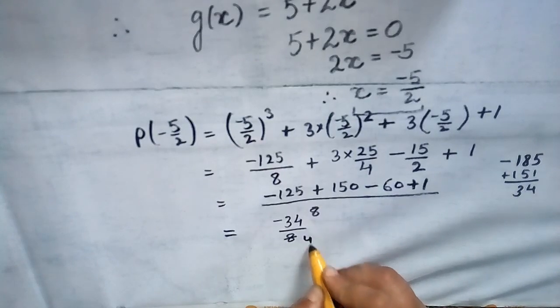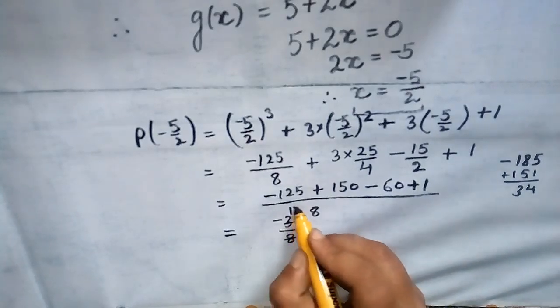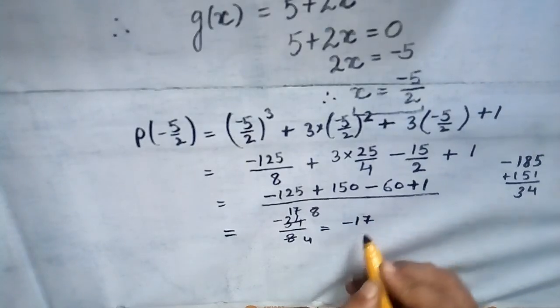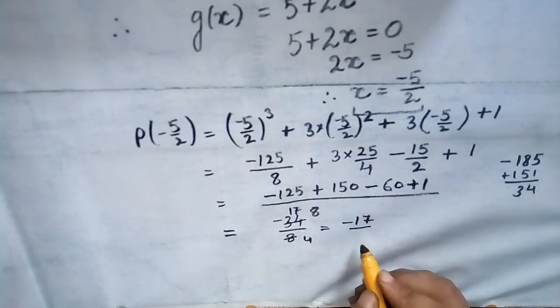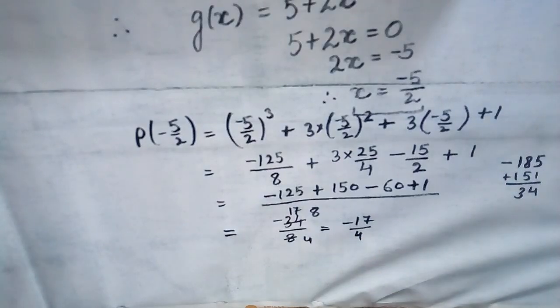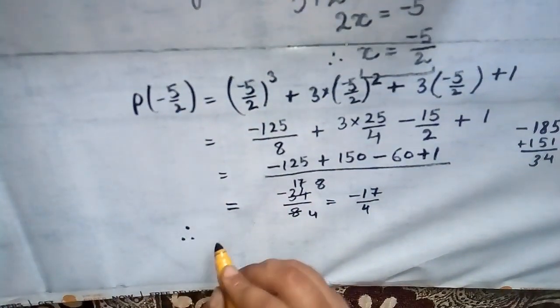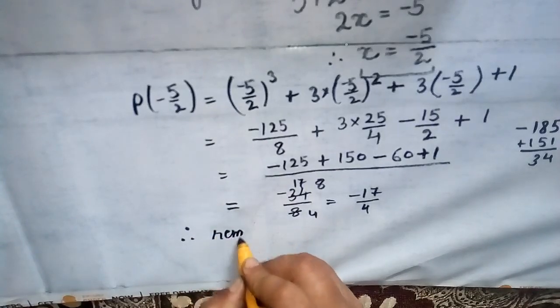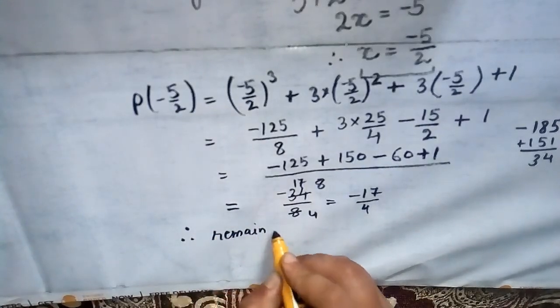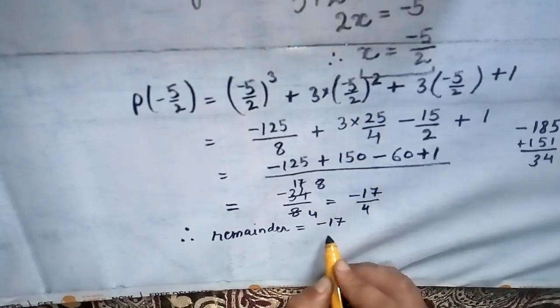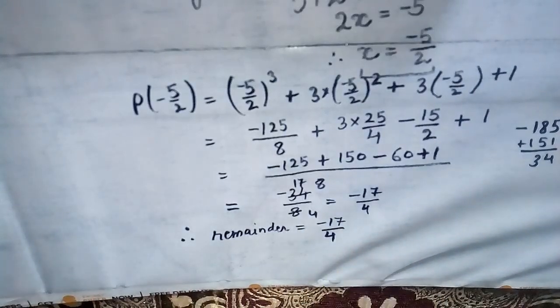Both are divisible by 2. 2 fours are 8, 17 twos are 34. So minus 17 upon 4 is your answer. So you can say that the remainder is equal to, because in the question you are asked to find the remainder, so the remainder will be minus 17 upon 4, which is your required answer.